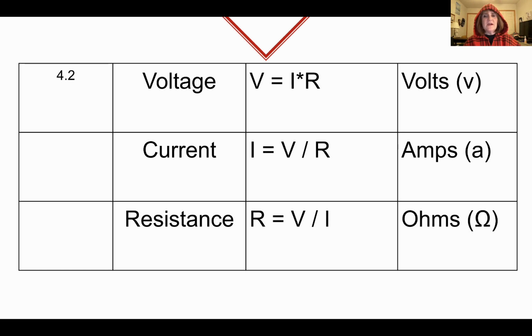Voltage, V is equal to IR. Volts can be abbreviated V. Current, I is equal to V divided by R, in amps, can be abbreviated lowercase a. And resistance, R is equal to V divided by I, measured in ohms, can be represented by the symbol omega.